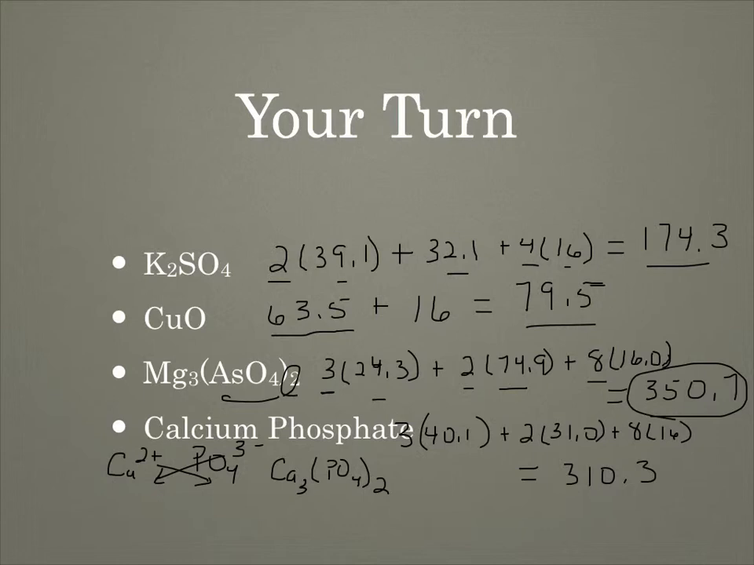On the last one, you had to create the formula from the words, so hopefully you got the right formula. If you didn't get the right formula, obviously you're not going to get the right answer, which is why being able to do all this stuff matters, as we go through chemistry, we just keep adding more and more things in here. So you get the formula Ca3(PO4)2, so 3 calciums, 2 phosphates, 8 oxygens, 310.3.